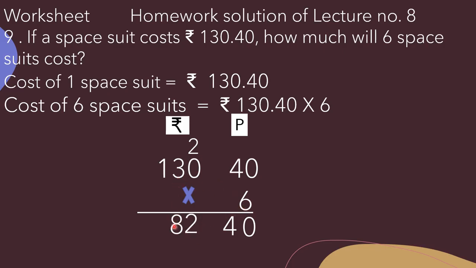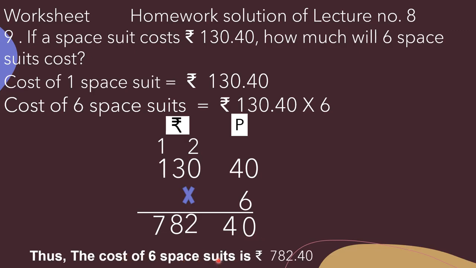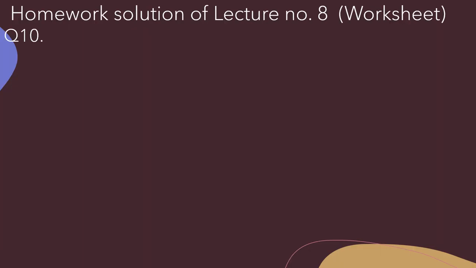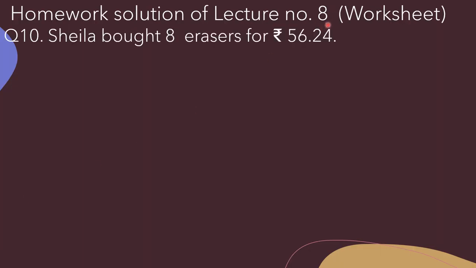So here we will write 8 and 1 will be carryover. Now 6 ones are 6. 6 plus 1, 7. So here we will write 7. So what is the answer? That is 782 rupees 40 paise. Thus, the cost of 6 space suits is rupees 782.40. Now in question number 10, it is given, Sheila bought 8 erasers for rupees 56.24.